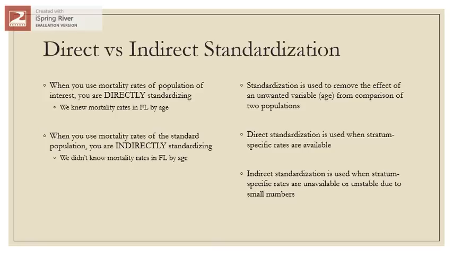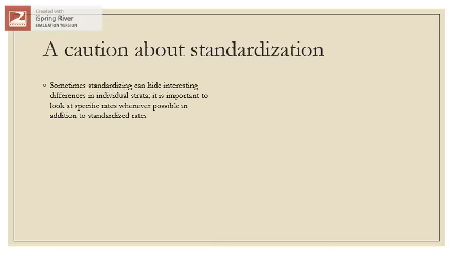And then direct standardization is used when stratum-specific rates are available. Stratum is just the category, the different ages. Indirect standardization is used when stratum-specific rates are not available. Just a word of caution, it's very good to standardize when necessary, but sometimes standardizing can hide some interesting differences. So it's important to look at not just standardized rates. Look at crude rates and specific rates also whenever possible.